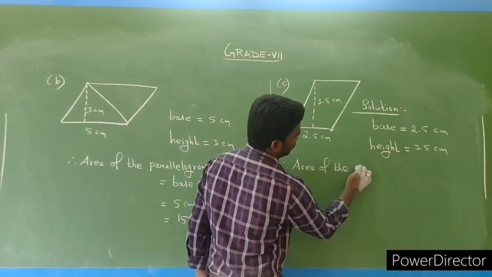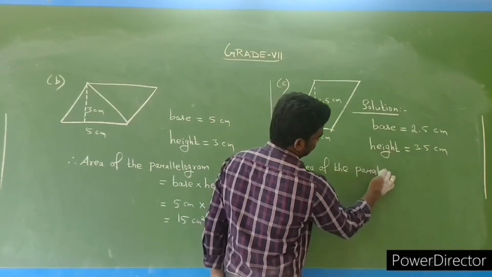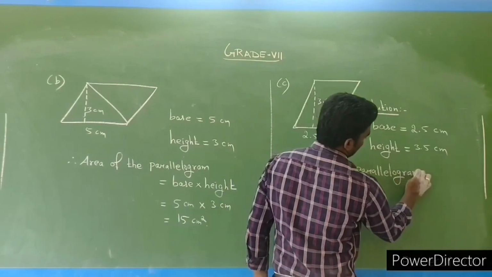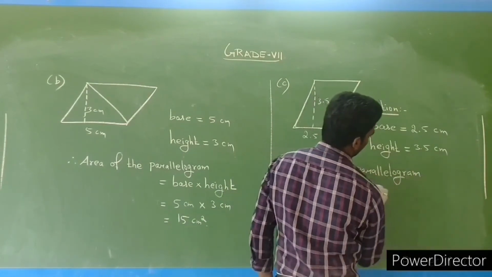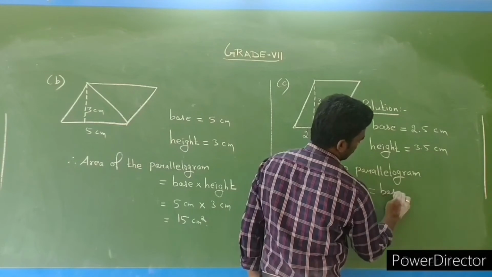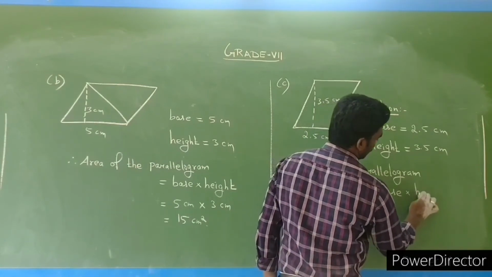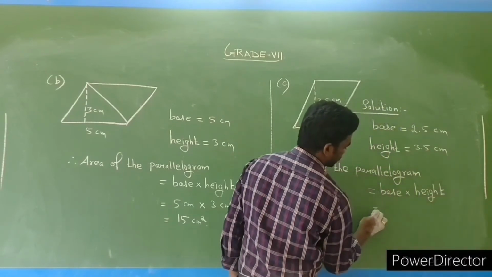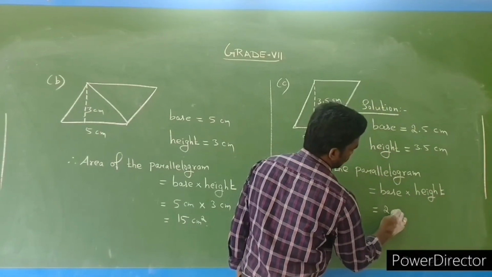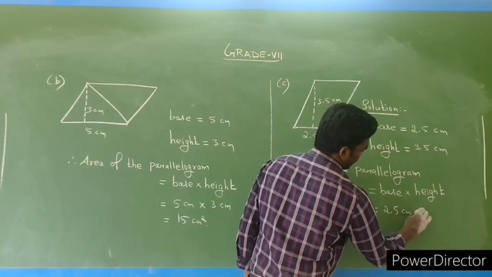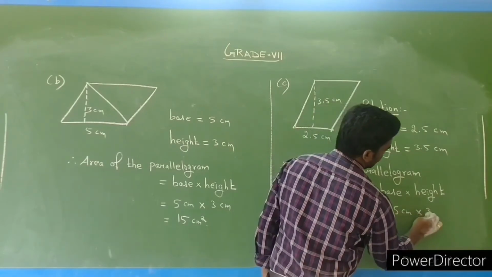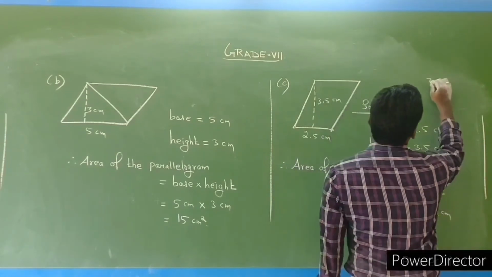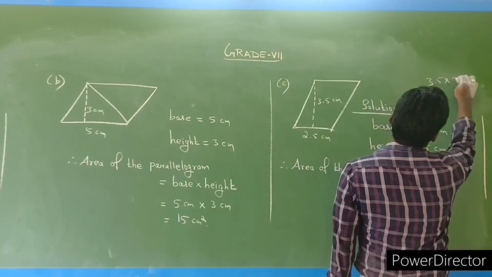Area of the parallelogram is equal to base into height, which is equal to base value is 2.5 centimeter and height value is what is that? 3.5 centimeter. So we have to multiply 3.5 into 2.5.